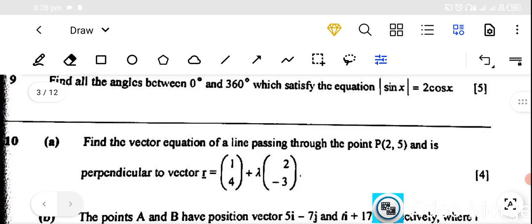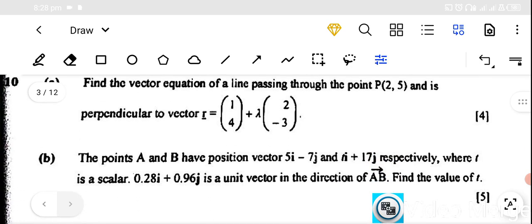That's not our level. So B is the points A and B have those particular position vectors, where T is a scalar. Okay, T is a scalar. 0.28i plus 0.96j is a unit vector. So this is a unit vector in the direction of AB. They want to find the value of T. This particular question was carrying 5 marks. So these questions on vectors are challenging, so they require you to break them down. When you break something complex down, it makes more sense.